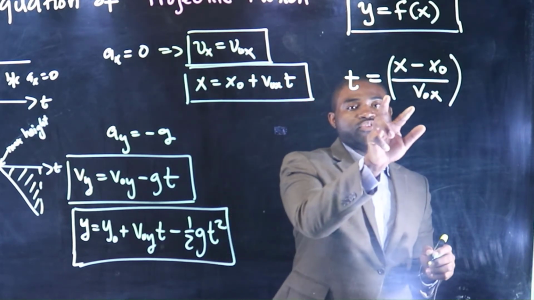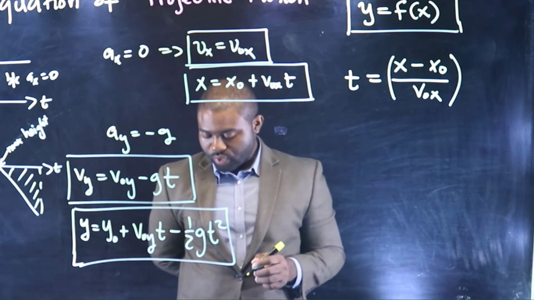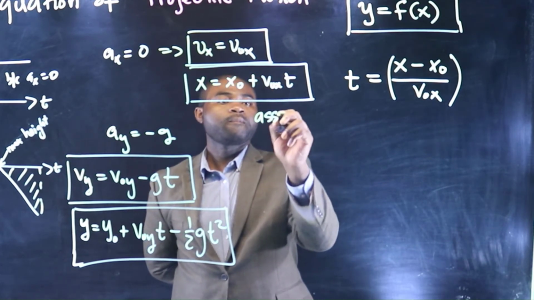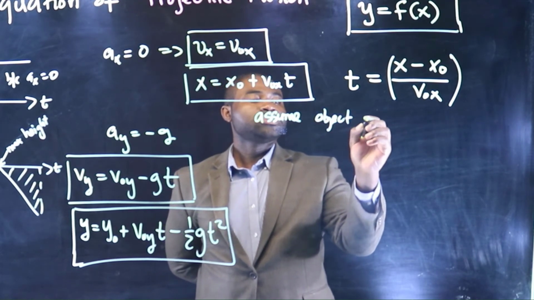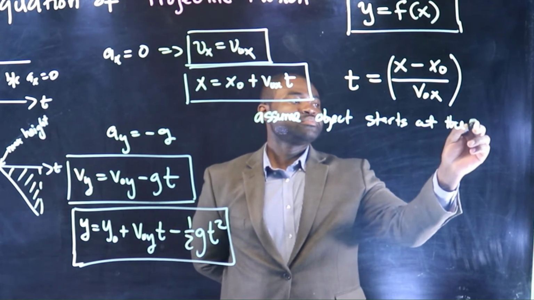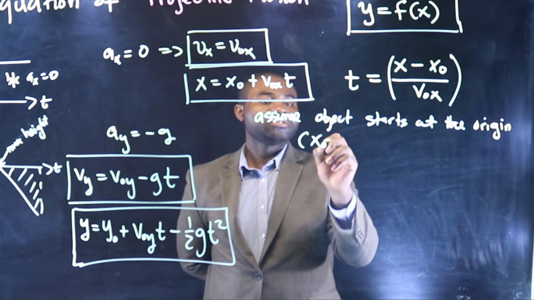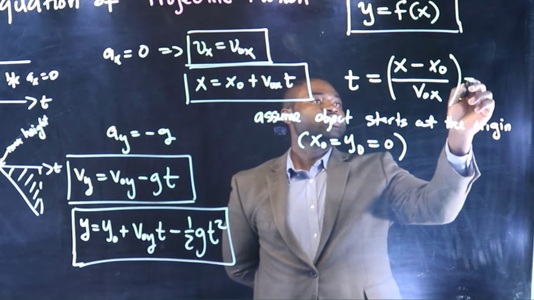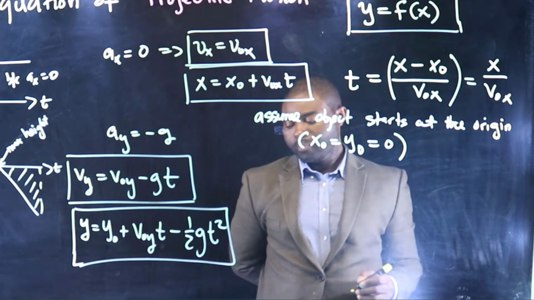So if we take this expression and substitute it in here, we will end up with, by the way, let's assume that the object starts at the origin. That would mean that x naught is equal to y naught, which is equal to 0. So in that case, t is just going to be x divided by vox.